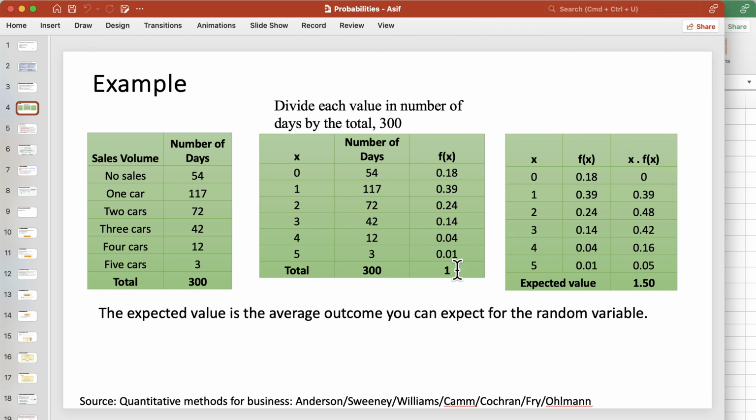Now if we want to calculate expected value, our calculation would be, we'll multiply x and fx. So this is our x and this is our fx, that's probability. 0.18 multiplied by 0, that's 0. 0.39 multiplied by 1, that will be 0.39. And in this way, when we multiply all these values, we take the sum. And the sum of all these values is 1.5, which represents the long-term average that you can expect: 1.5 cars would be sold.